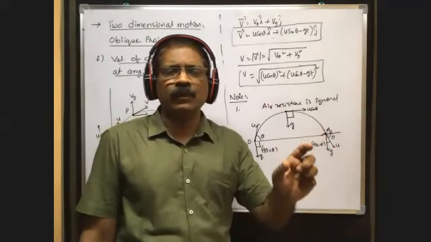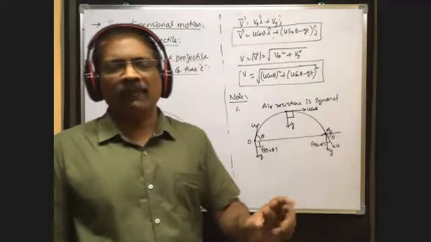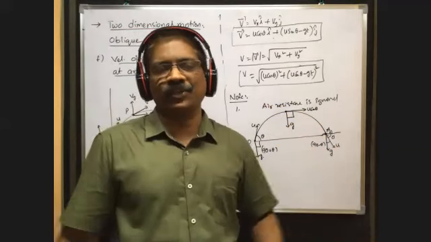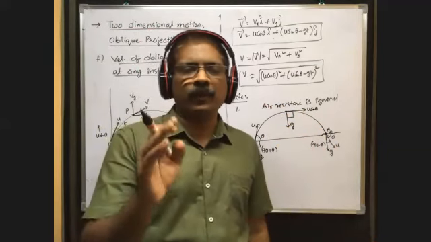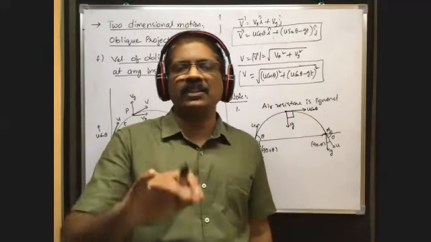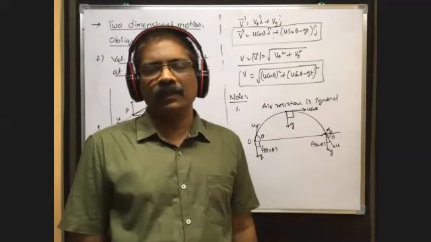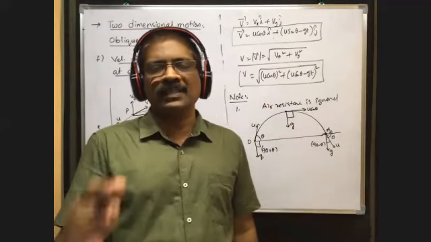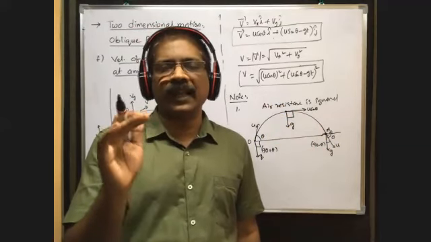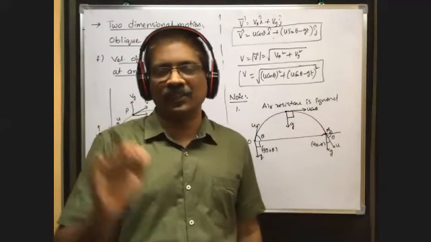Is there an example for a body which is having velocity and acceleration in different directions? Tell me, an example for a body having velocity and acceleration both in different directions.